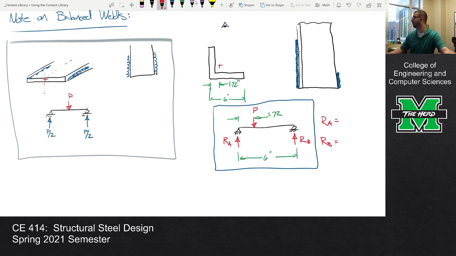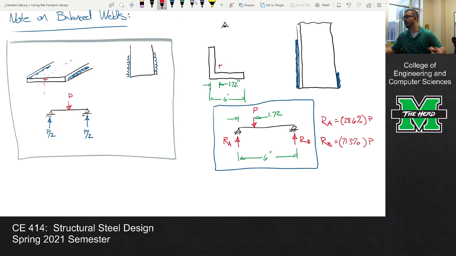It doesn't matter. Just set P equal to one. So RA, you're getting 28.6% of P, and whatever the difference is, 100 minus 28.6, RB is 71.3% of P.